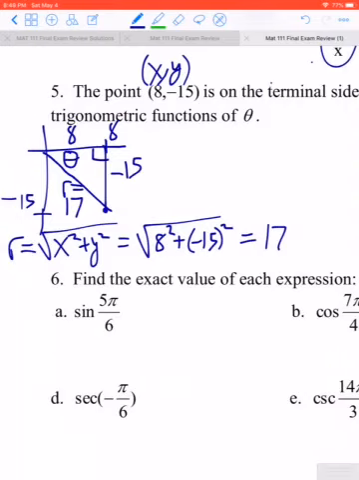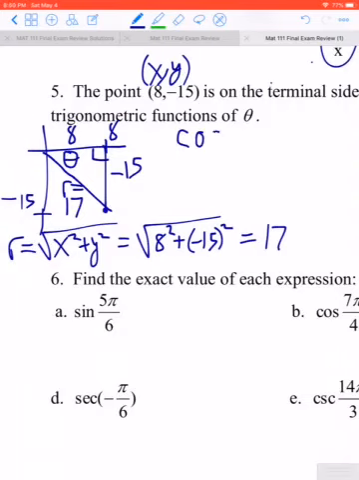If you don't know that, then you can use the x, y, r definition of the trig functions, namely that the cosine would be x over r, the sine would be y over r, and the tangent of theta would be y over x, and then you can get the other three trig functions by doing reciprocals. But this is what we should come up with.